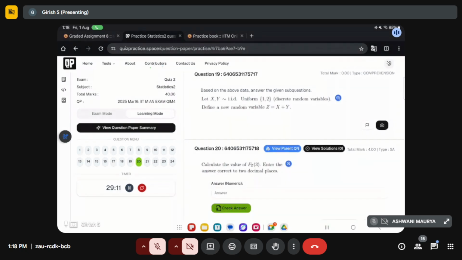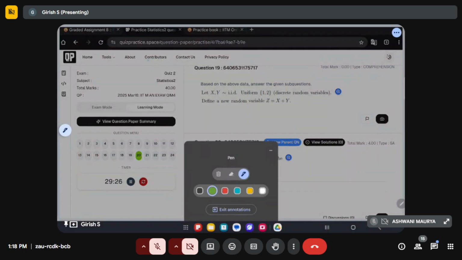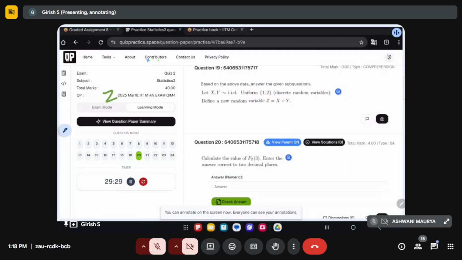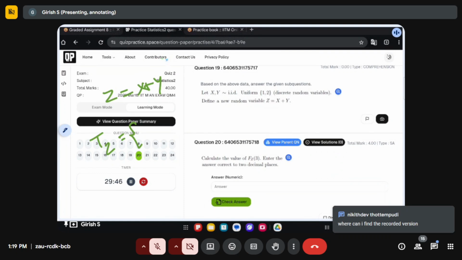Right. So now this question: calculate the value of fz of 3a. Okay, this Z is different here. I thought it's standard normal distribution, but this is different. So we have Z is equal to x plus y. So first tell me, what is the set of T? What are the possible values it can take?